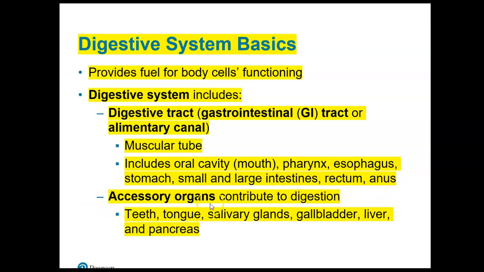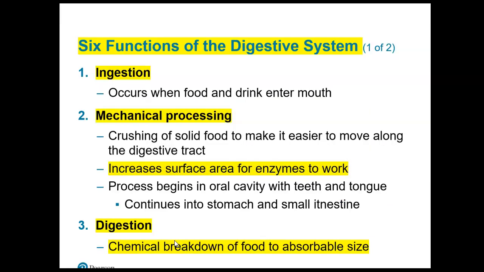Then we have accessory organs that help with digestion, and they include the teeth, tongue, salivary glands. And these first three structures are components of the oral cavity. The gallbladder, liver, and pancreas.